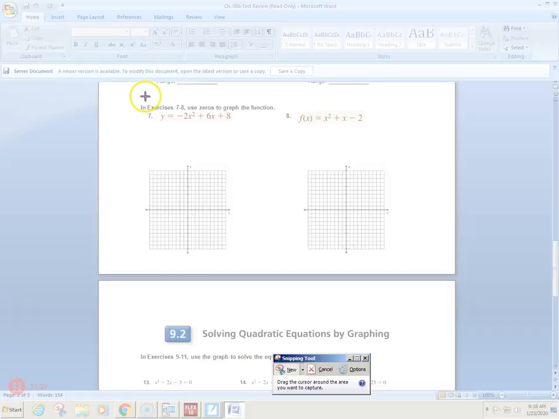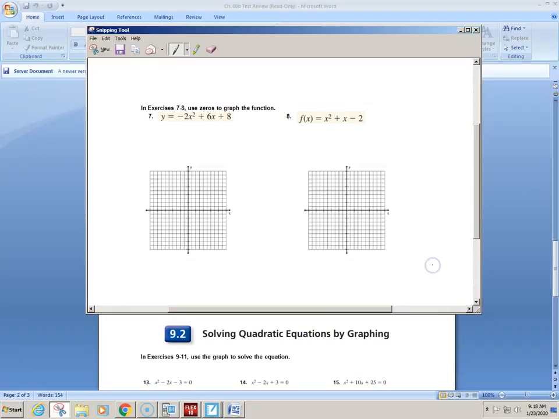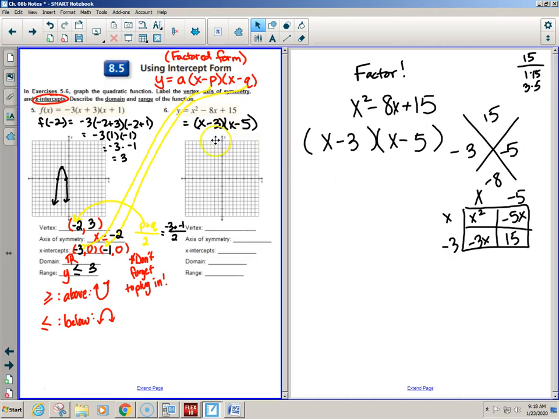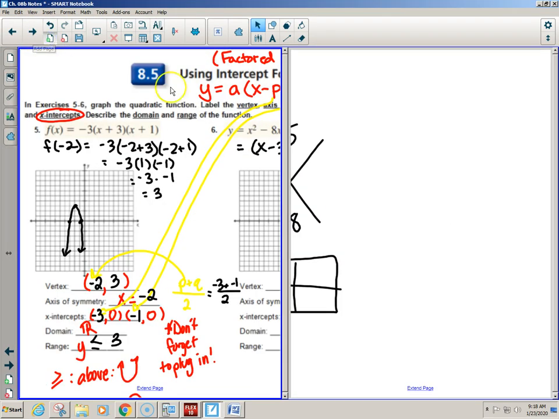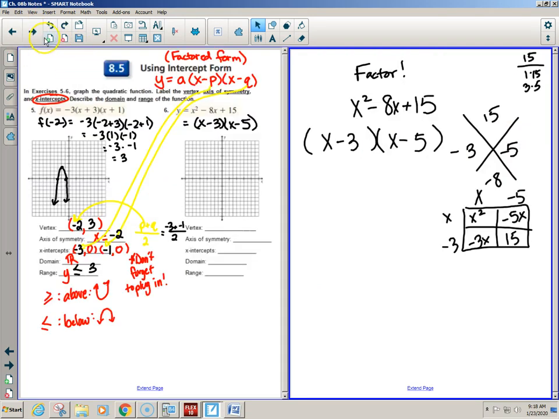There we go. For number 7 and 8, what are the directions, guys? Just read them out loud real fast. Use the zeros. Oh, that was a bonus on the quiz, wasn't it? Use the zeros. So if we're using the zeros, let me undo this real fast because we were just factoring.